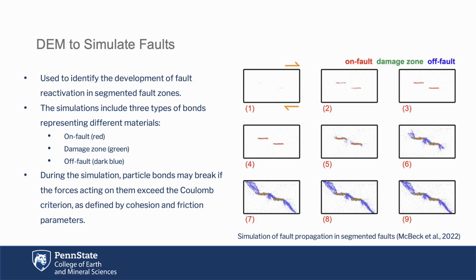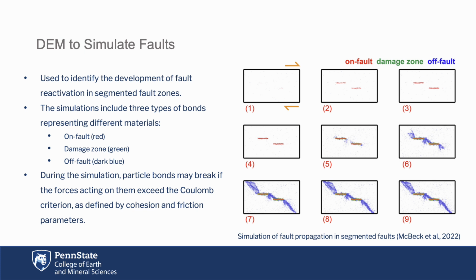Another study demonstrates how DEM can simulate the development of faults and fractures in a segmented fault zone, as shown in the figures on the right. In this model, the main faults are represented by red particles, while the linking faults or fractures are shown in blue. We can also observe the formation of damaged zones near the main faults in the later stages of the simulation.